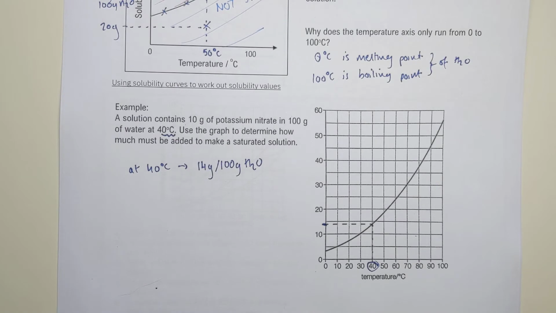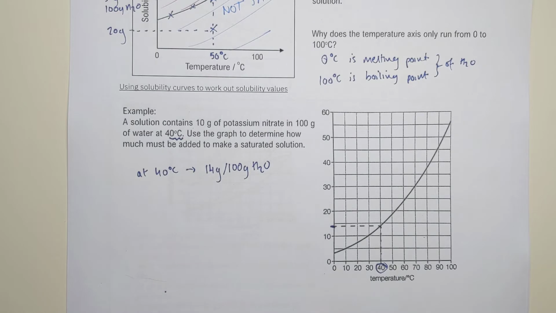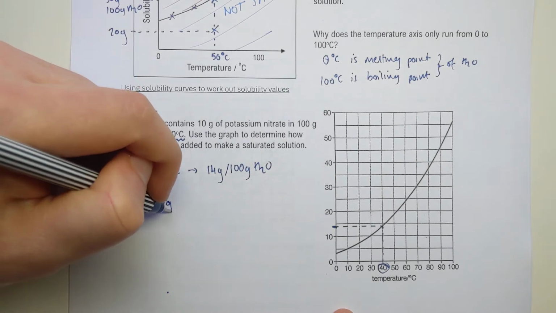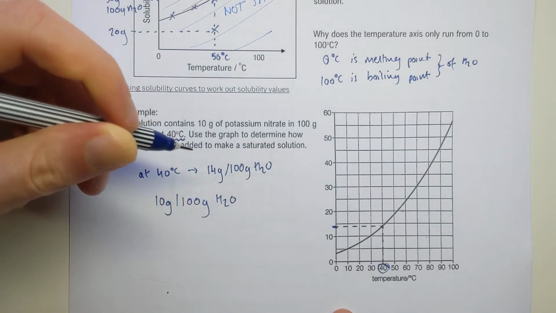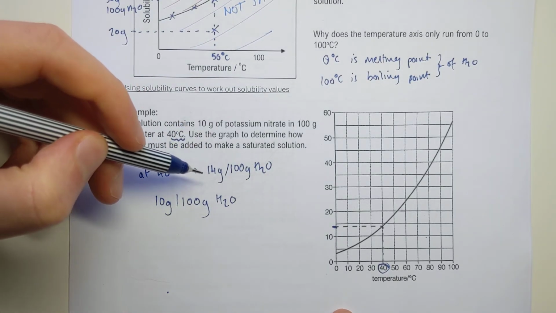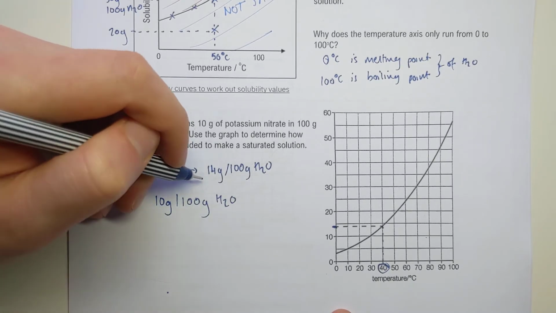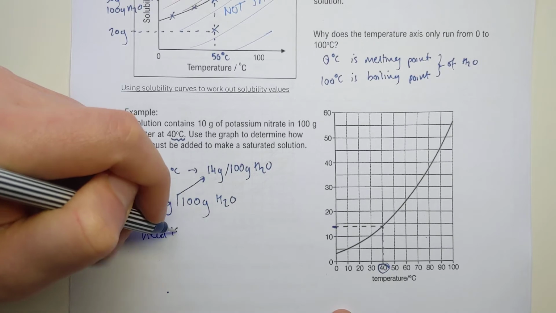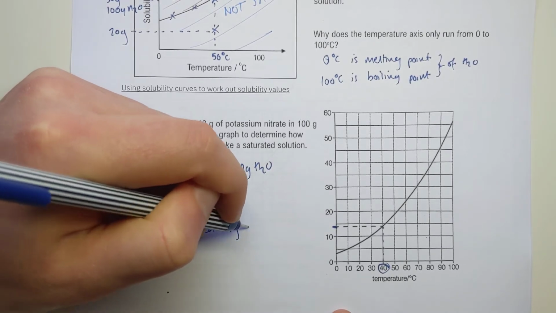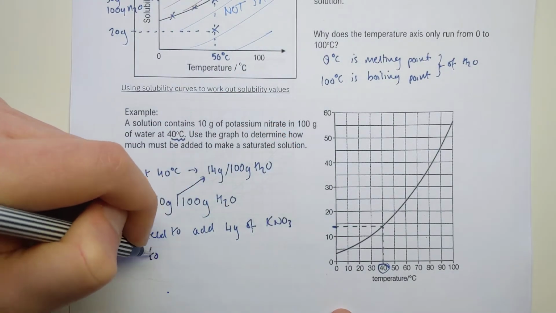The solution it tells me about contains 10 grams of potassium nitrate and 100 grams of water. So it's asking me, first of all, is that saturated? And therefore, if it's not saturated, how much do I need to add to make it saturated? If I've got a solution that contains 10 grams in 100 grams of water at 40 degrees C, clearly it's not containing the maximum amount it possibly can. It can hold 14 grams in solution. I've only got 10 grams in solution. To answer the question, how much do I need to add? It's basically a case of subtracting. I therefore need to add 14 minus 10, so I need to add 4 grams of potassium nitrate, KNO3, to make a saturated solution.